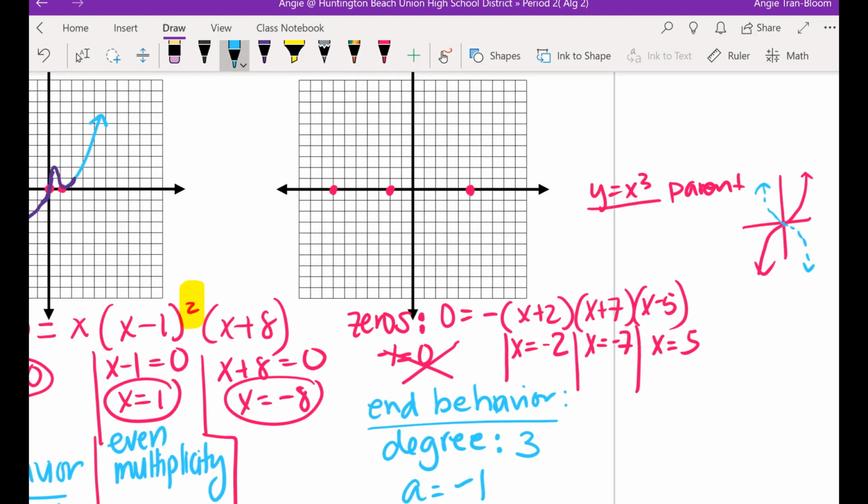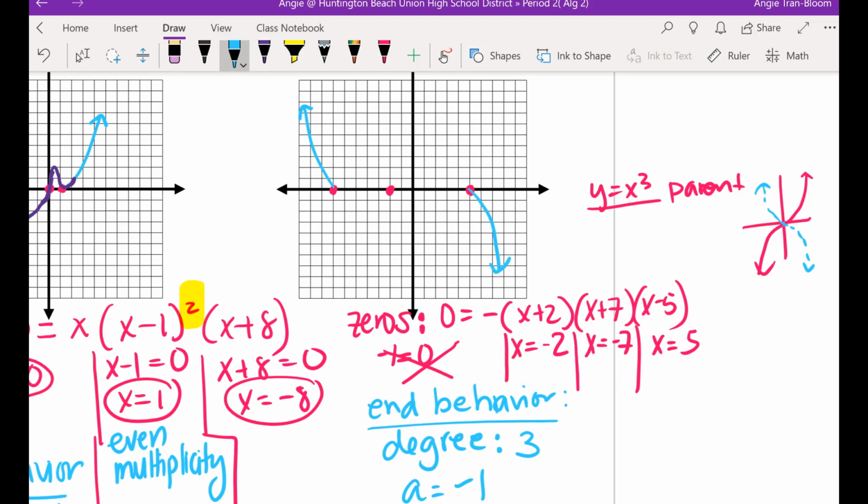Infinity, right? Remember, this is the parent. So when x approaches negative infinity, y is approaching infinity, so this should go like that. The end behavior, when x approaches positive infinity, what should y approach? Negative infinity. So there you go.